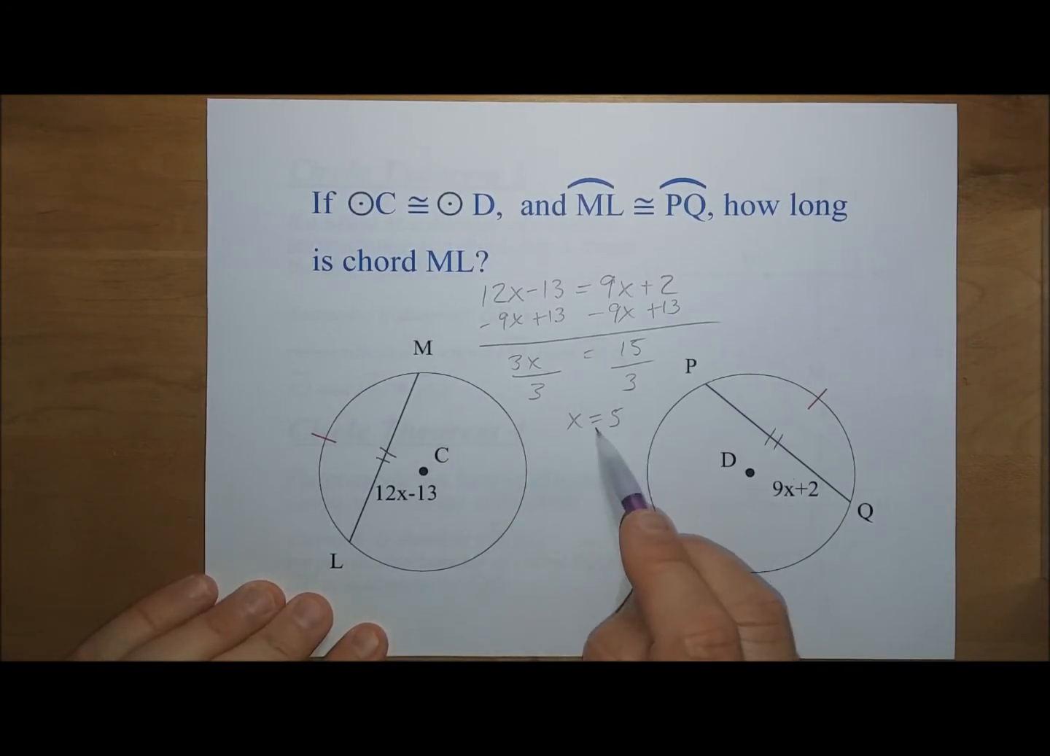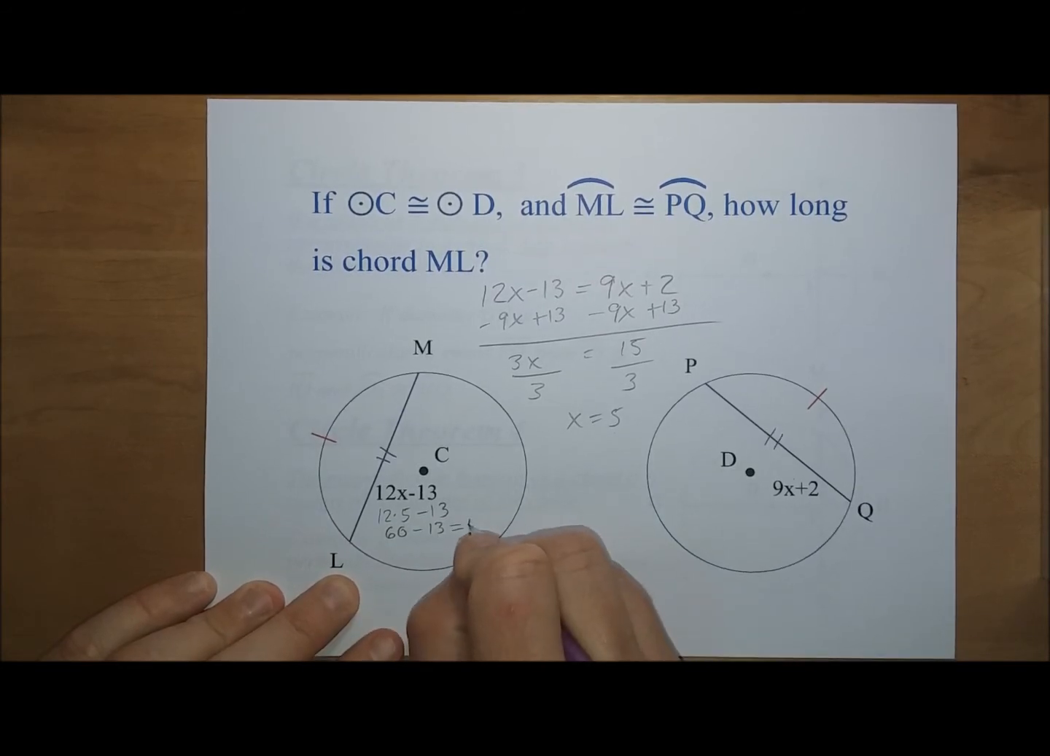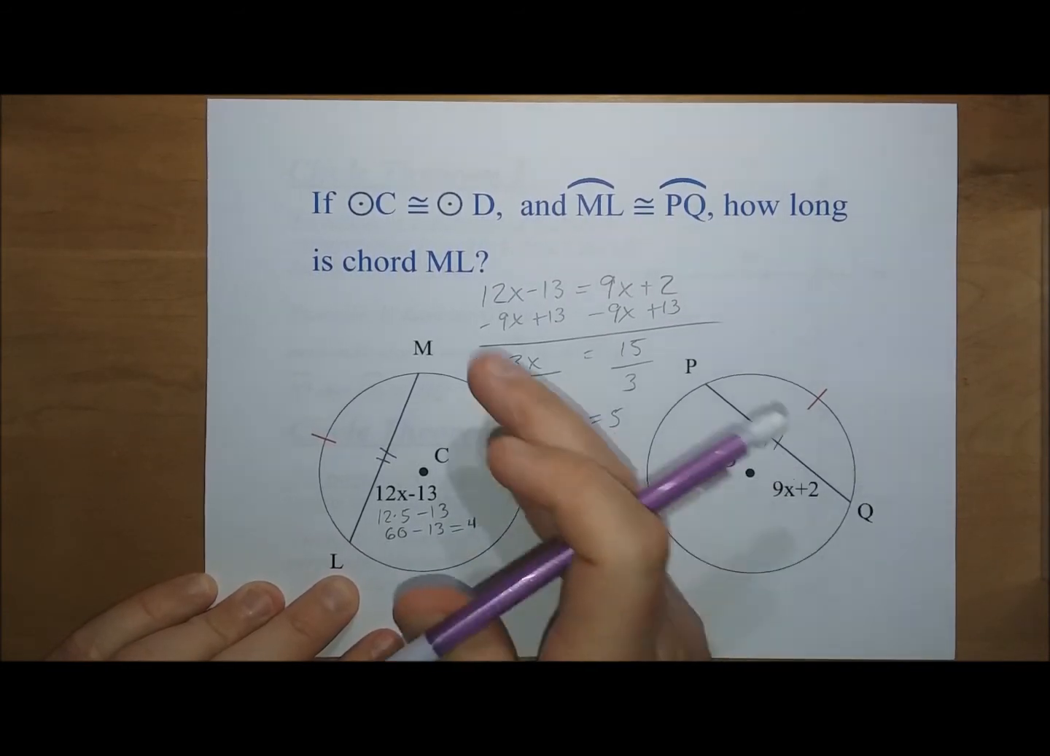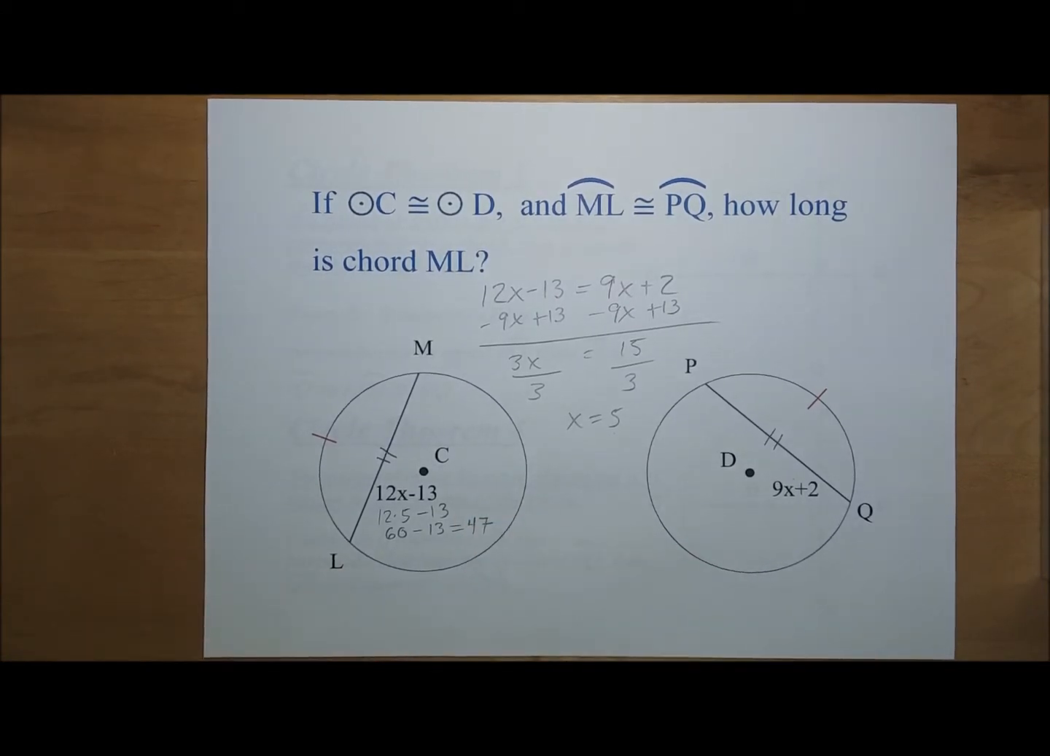Okay, so I'm going to plug that 5 for x in here. 12 times 5 minus 13. This is 60 minus 13. And I believe you're going to find that gives you 47. So chord ML is 47 units long.